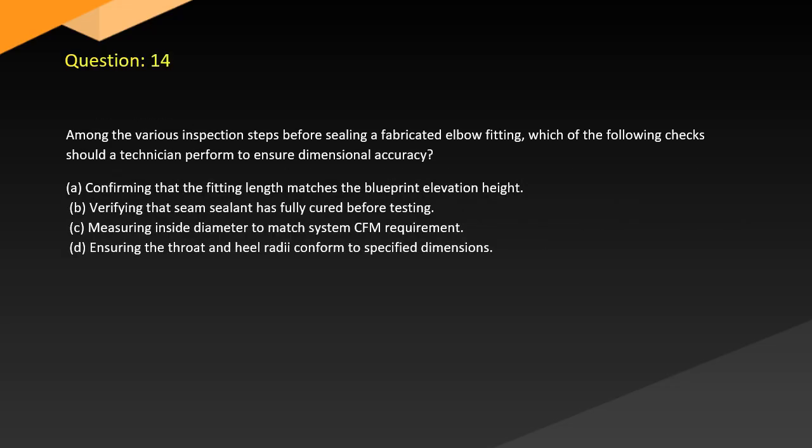Question 14. Among the various inspection steps before sealing a fabricated elbow fitting, which of the following checks should a technician perform to ensure dimensional accuracy? A. Confirming that the fitting length matches the blueprint elevation height. B. Verifying that seam sealant has fully cured before testing. C. Measuring inside diameter to match system CFM requirement. D. Ensuring the throat and heel radii conform to specified dimensions.